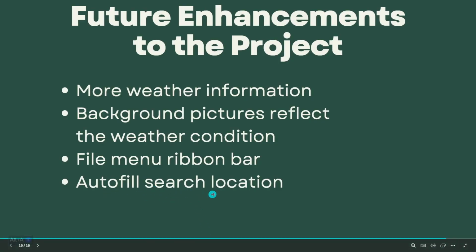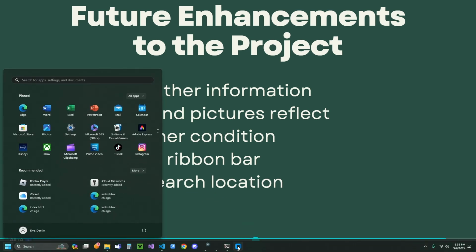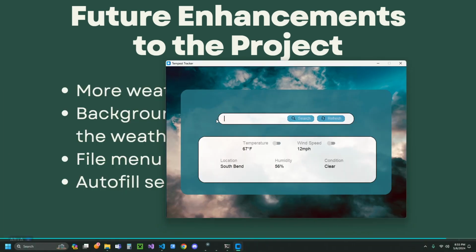Autofill search location. So I mentioned this at the beginning, and I said that I would go over it later. So right now, if I type in South Bend and hit search, I'm pretty confident that this is going to get my location, but I'm not sure, so there could be another South Bend. We never really implemented a drop down here that would show all the South Bends, and then we could select which one we want. So South Bend, Indiana, South Bend, wherever another one.